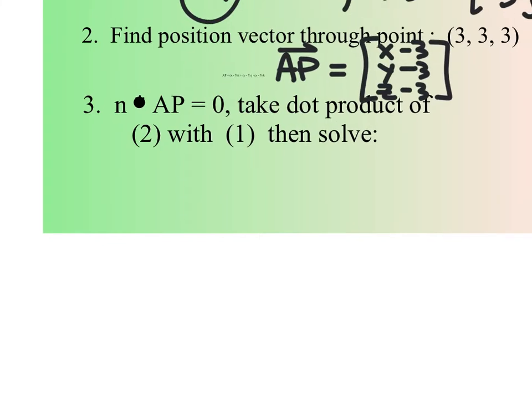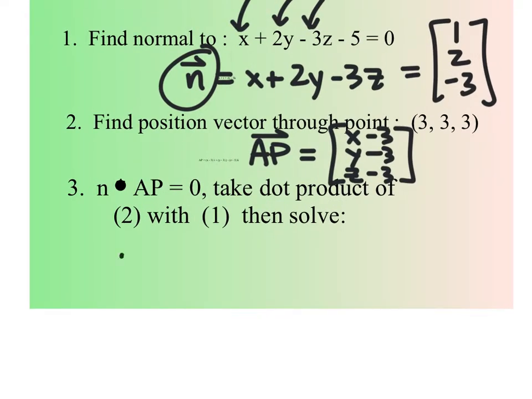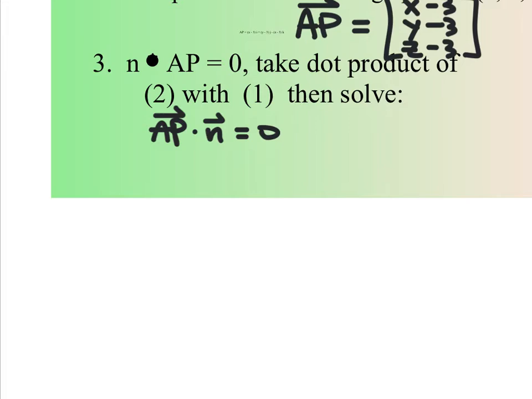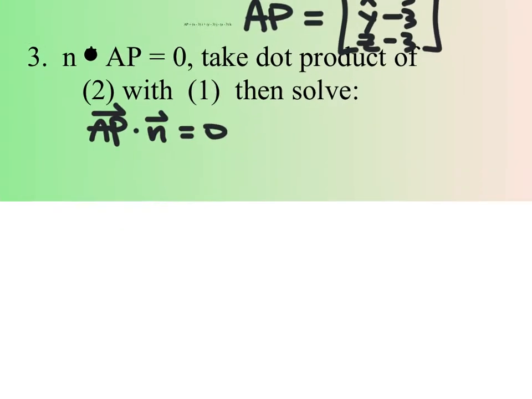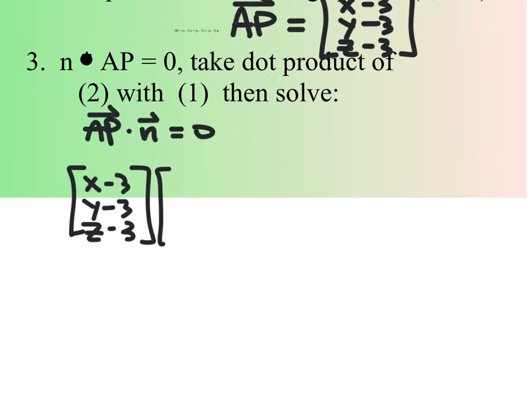Now what we're going to do at the end here for step number 3 is the dot product, take the product of the two and then solve. So I'm just going to take my AP, this is my vector with a known point and unknown point, dot it with my normal vector, set it equal to 0, and we'll be able to find the equation of the plane that's parallel to the last plane we did, but goes through a different point, 3, 3, 3. Okay, so what we're going to see here, you guys, is something pretty cool, but let's do the work first. So that's x minus 3, y minus 3, z minus 3. And I had 1, 2, negative 3.